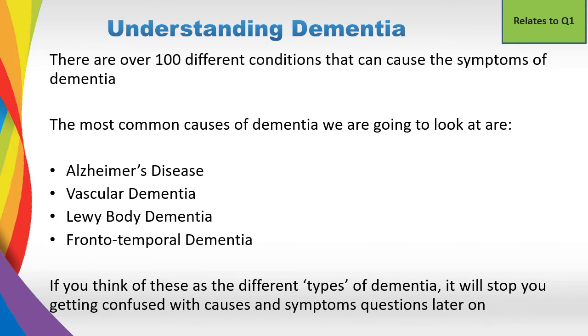So let's have a think about how we can understand what dementia is. With dementia, it is not just one type of condition, okay? There are over 100 different conditions that can cause the symptoms of dementia. So when we're thinking about the causes of dementia, you can also think of that as the types of dementia if you find that easier. The causes of dementia that we're going to be looking at throughout this unit are Alzheimer's disease, vascular dementia, Lewy body dementia and frontotemporal dementia. Each of these cause dementia and they do it very differently.